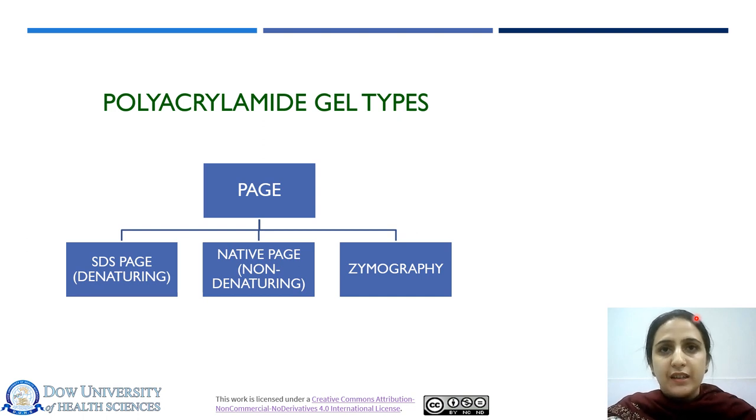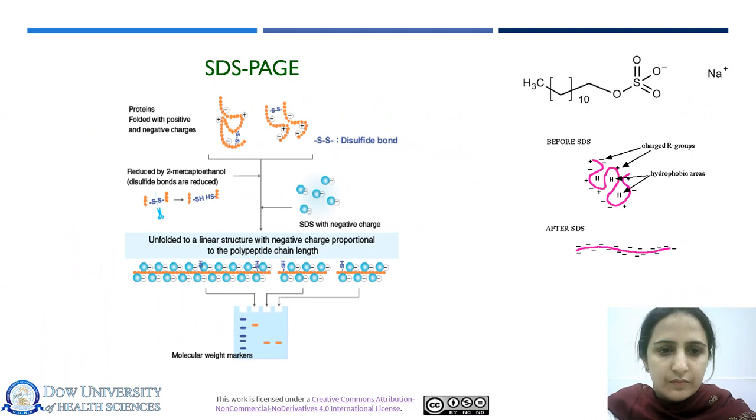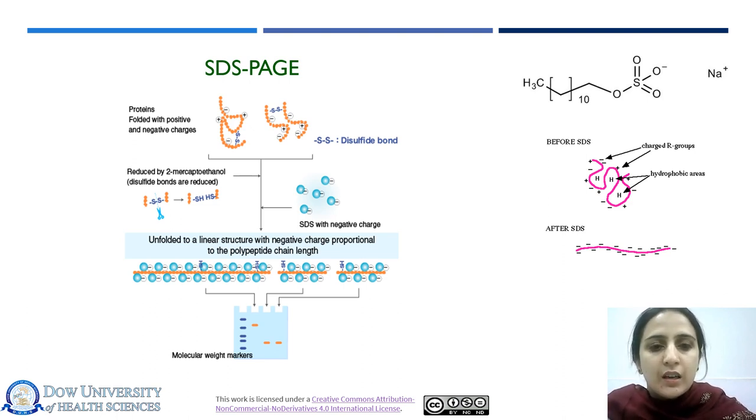So polyacrylamide gels are basically divided into three main types, that is the SDS-PAGE or denaturing PAGE, native PAGE, which is also called the non-denaturing PAGE, and we can also use zymographies. So in SDS-PAGE, what is happening is that we are using an anionic detergent, which is called sodium dodecyl sulfate. In the polymerization of the polyacrylamide gels, as well as in our sample diluting buffer, we are adding the anionic detergent, sodium dodecyl sulfate. The purpose of SDS-PAGE is that it denatures the proteins and it masks the intrinsic charge of the protein with the negative charge.